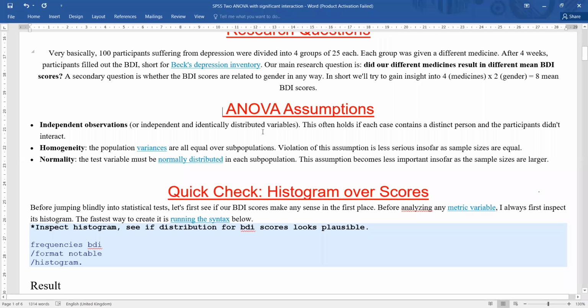Assumptions of ANOVA. Before going to test the three hypotheses, we first have to check the assumptions. Independent observations means we have to collect the data from individuals who are not associated with each other. We are not analyzing family members in my sample. We are analyzing participants who are independent of each other. This is not the independence of variables; this is the independence of observations.